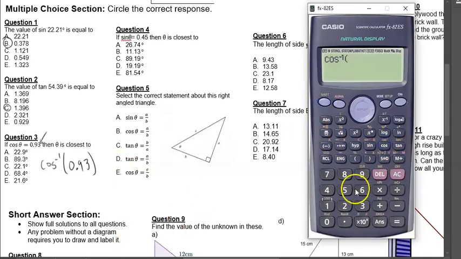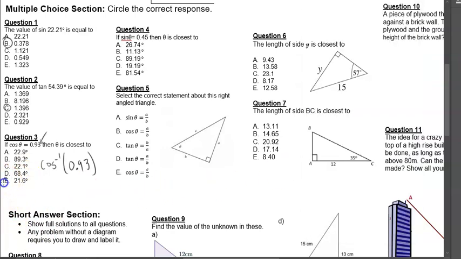Shift cos to get inverse and 0.93. This will give us 21.56, which is 21.6, as the critical digit here, 6, bumps the 5 to a 6, so it's 21.6. So 21.6 degrees is the solution for this one.